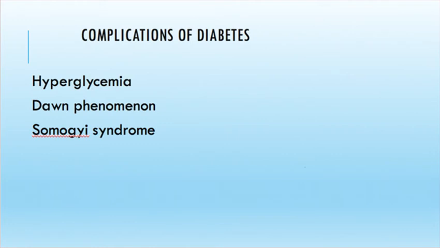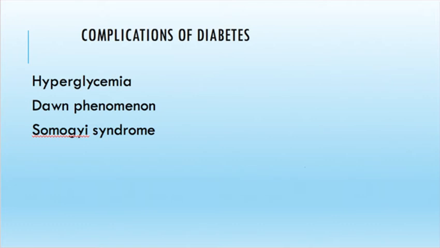Some complications of diabetes, some terms to be aware of. Again, hyperglycemia, high elevated blood glucose levels. This is a problem because if it is untreated and it goes on long enough, for type 1 diabetics, it can result in diabetic ketoacidosis. And in type 2, it can result in hyperosmolar hyperglycemic state. We'll talk a little bit more about that.